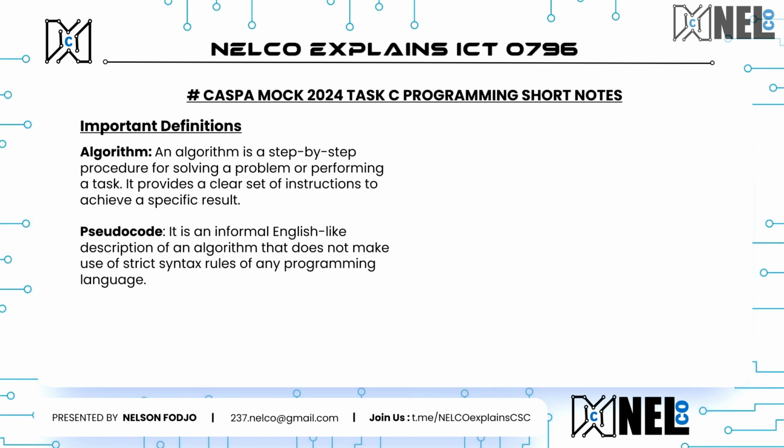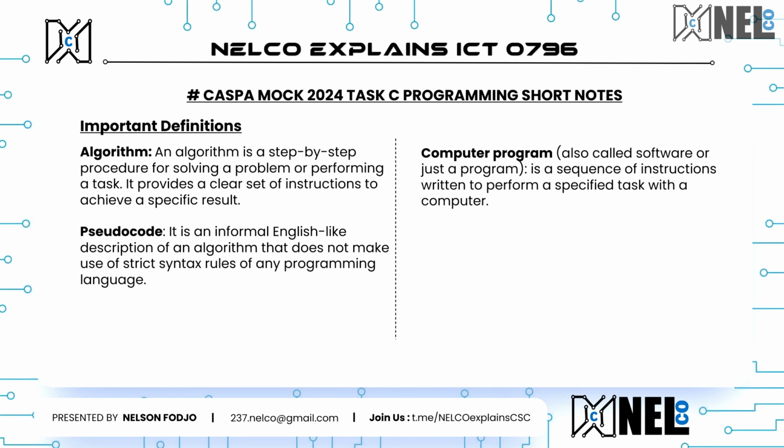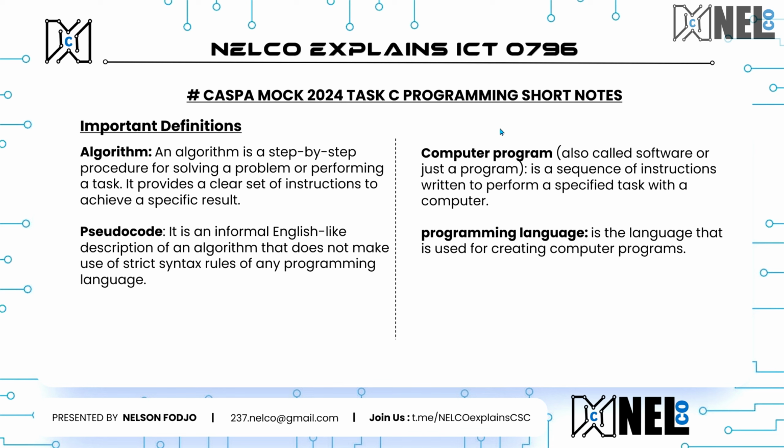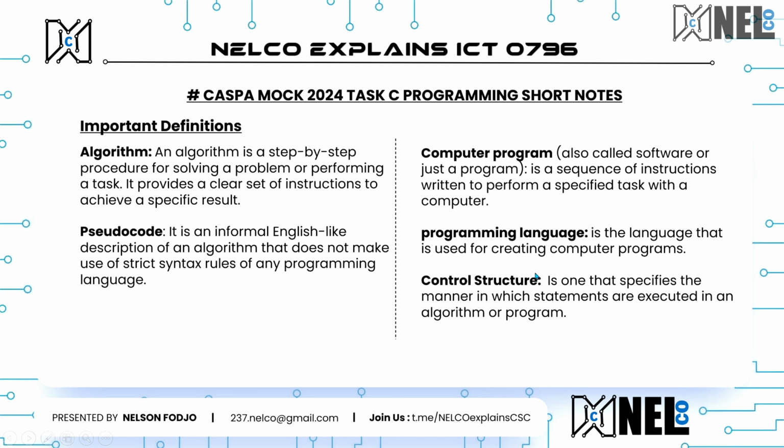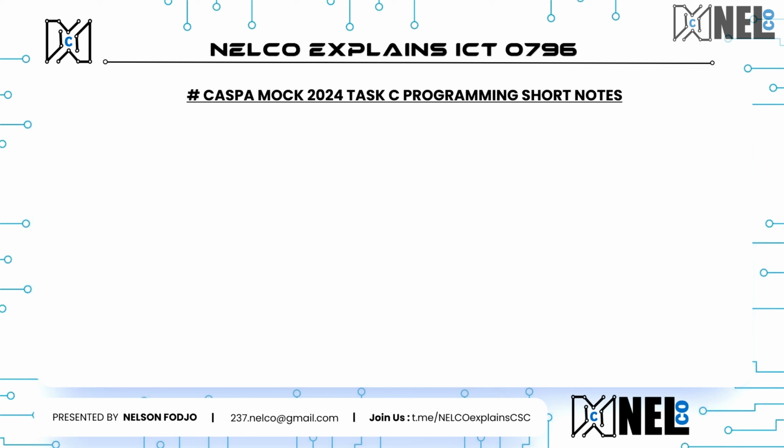Next, we have pseudocode. This is an informal description of an algorithm that does not make use of the strict syntax rules of any programming language. Next, we have a computer program, which is also called software or just a program. It's a sequence of instructions written to perform a specified task with a computer. Next, we have a programming language, which is the language that is used for creating computer programs. And we have a control structure, which specifies the manner in which statements are executed in an algorithm or program.